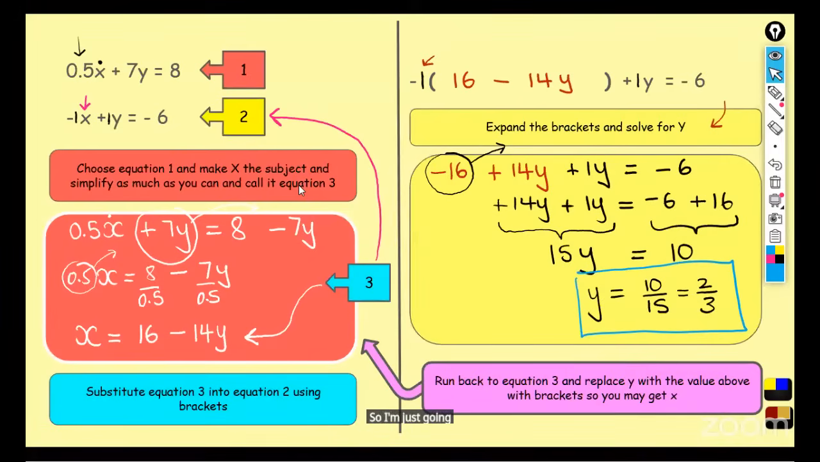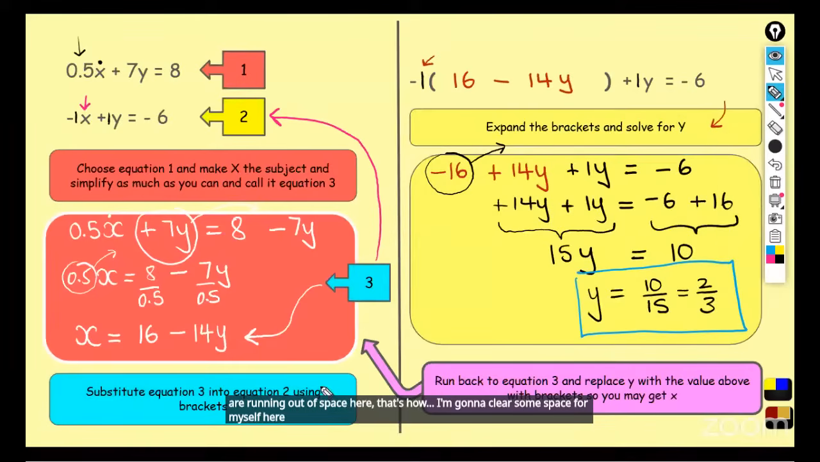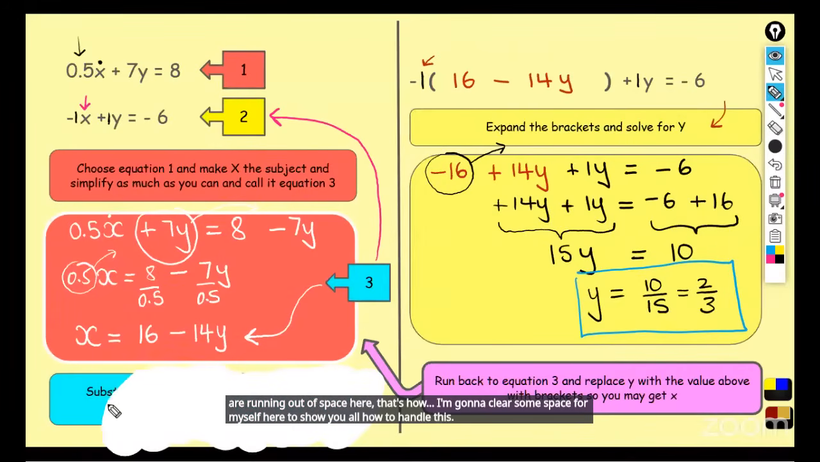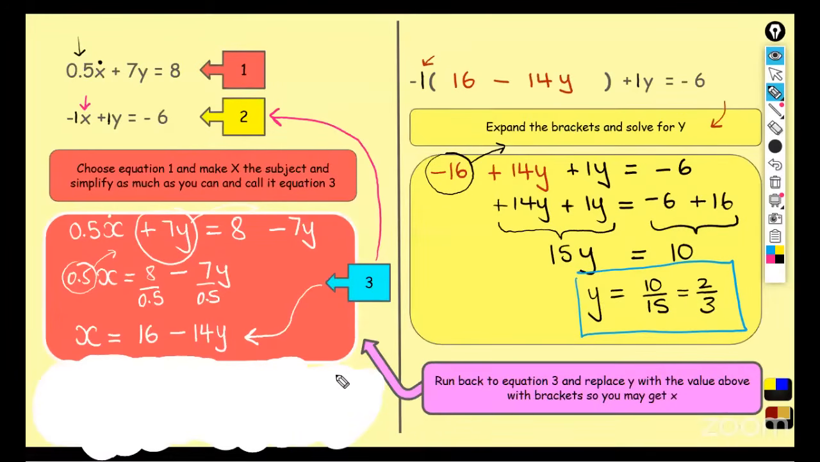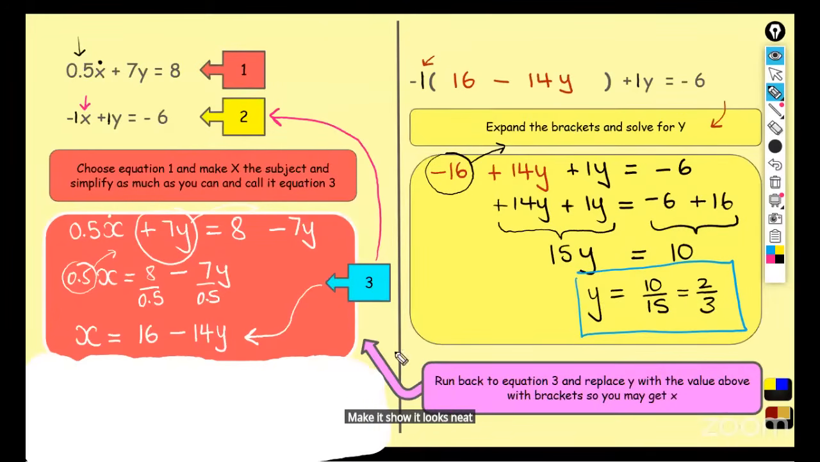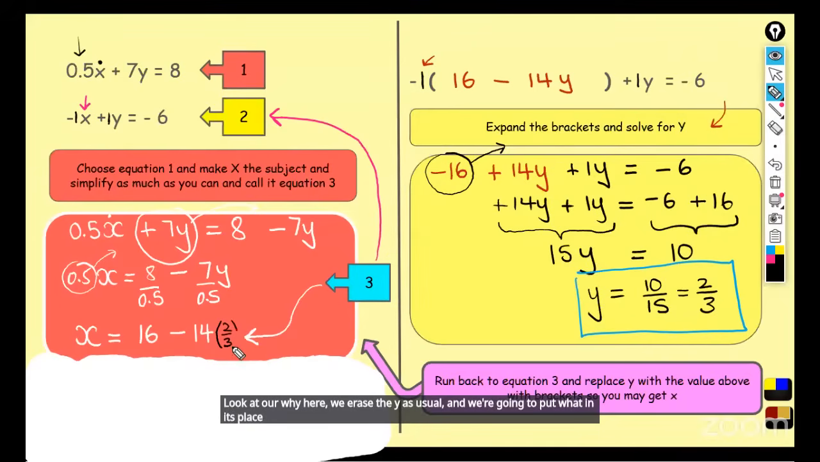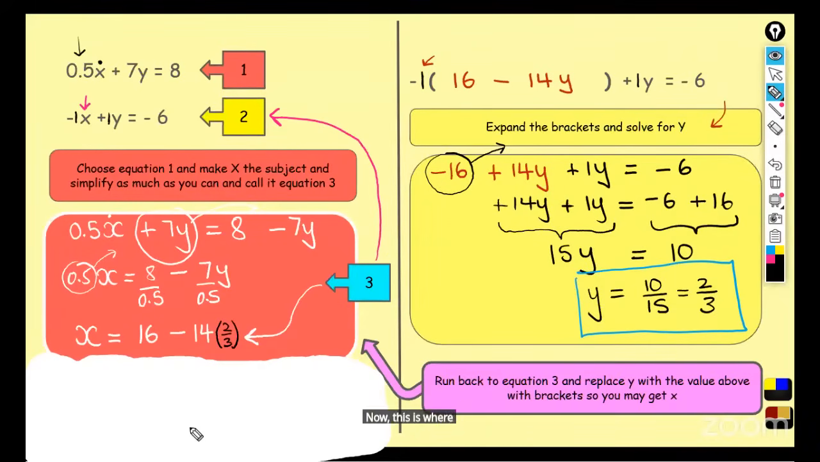We still have to solve for x. I'm just going to show you what to do now. We still have to run equation 3. I'm running out of space here, so I'm going to clear some space for myself to show you how to handle this. Make sure it looks neat. All right, here's what we're going to do. Go to equation 3. Look at our y here. We erase the y as usual, and we put what in its place? 2/3.